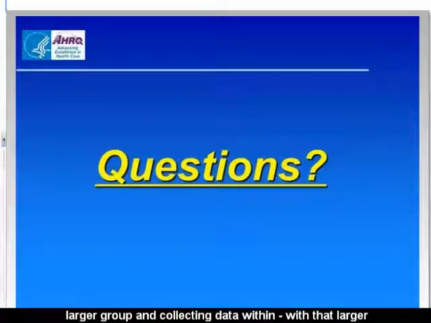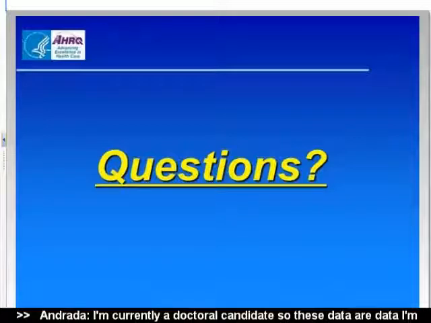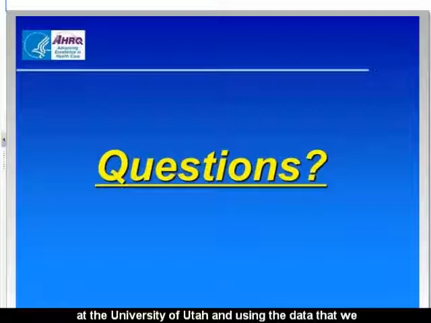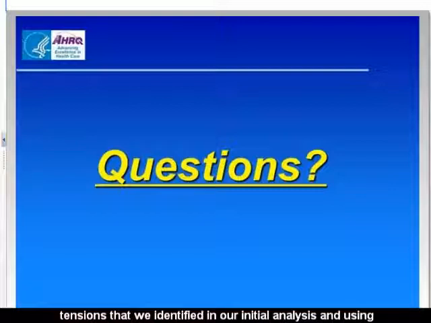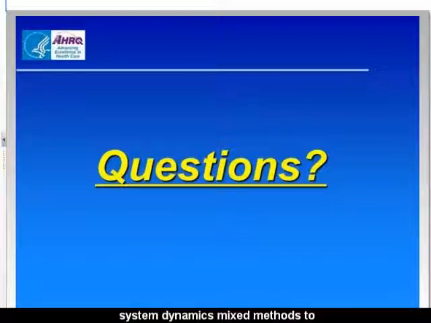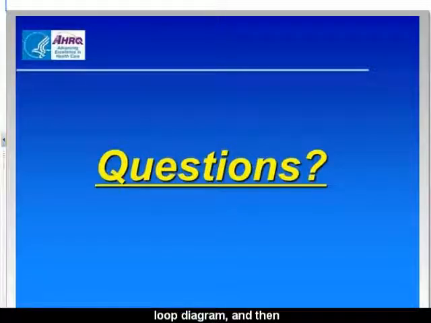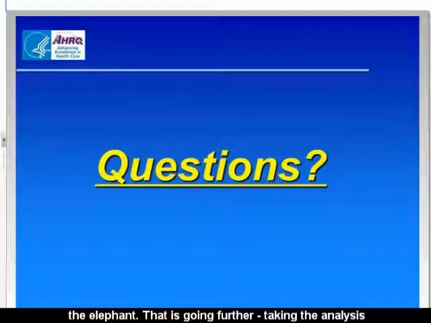And if I could jump in, this is Andrada from Utah. I'm currently a doctoral candidate. So these data are data that I'm using for my dissertation, and I am part of this research team here at the University of Utah, using the data that we collected under these grants. But I'm also further exploring some of the tensions that we identified in our initial analysis and using system dynamics methods to create that causal map, the systems diagram, the causal loop diagram, and then a quantitative model of the system and how it operates, so we can try to see the elephant. That's going a little bit further, taking the analyses and the data a little bit further.